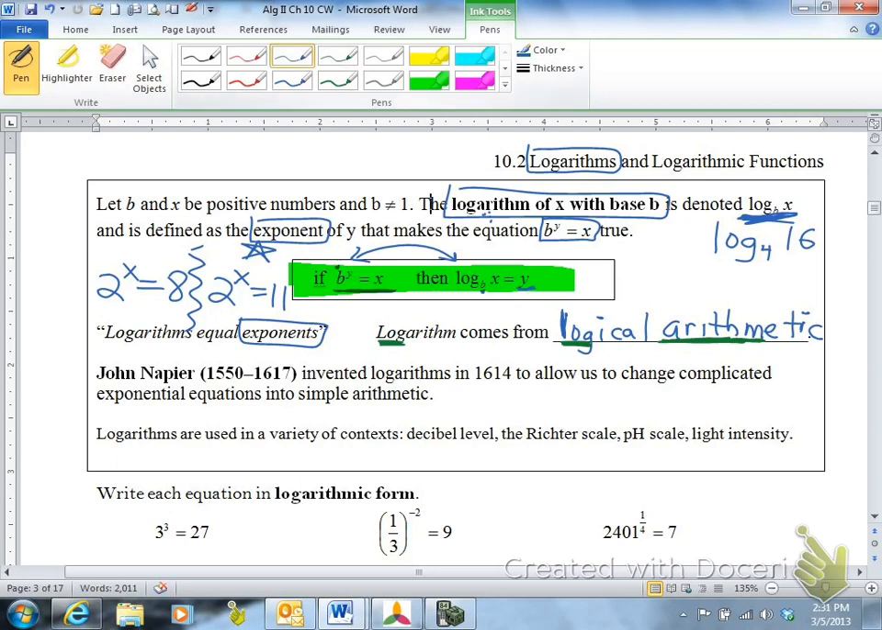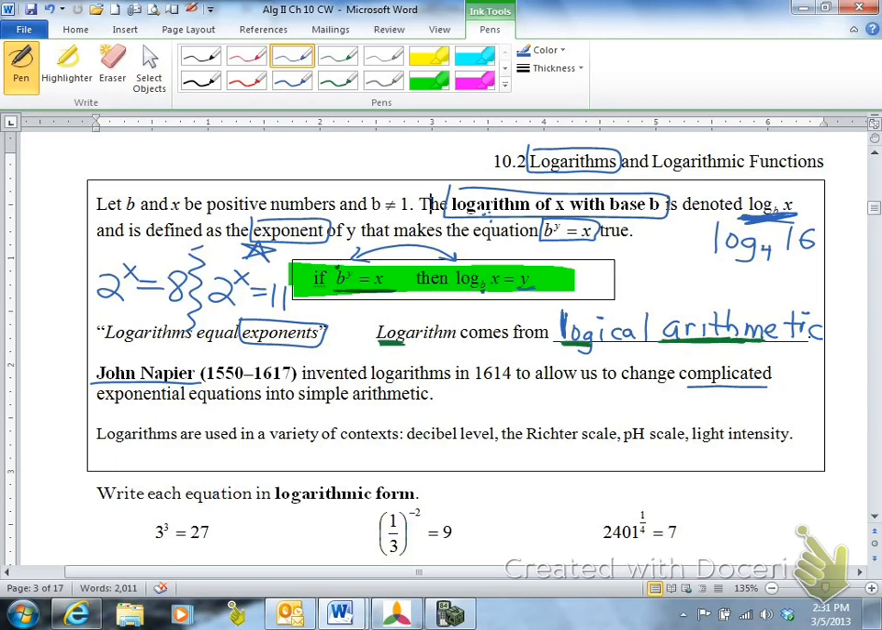A guy named John Napier invented logarithms about 400 years ago, 500 years ago. He invented them to allow us to change complicated exponential equations into simple arithmetic. And we'll see that a little bit more in tomorrow and future lessons.